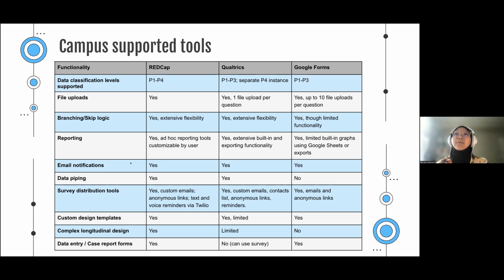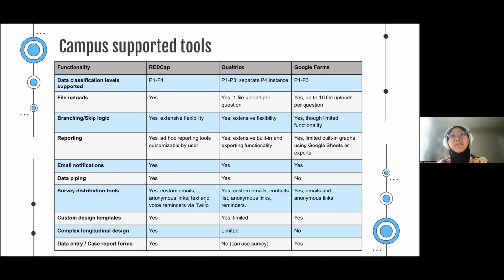Also, like Qualtrics and Google Forms, we do have email notifications if you have new data coming in, or in case you would like to receive a report by a certain time, you'd be able to get notification via email. In terms of data piping, essentially, REDCap and Qualtrics have this too. And the survey distribution tools are also not too different from the other two.